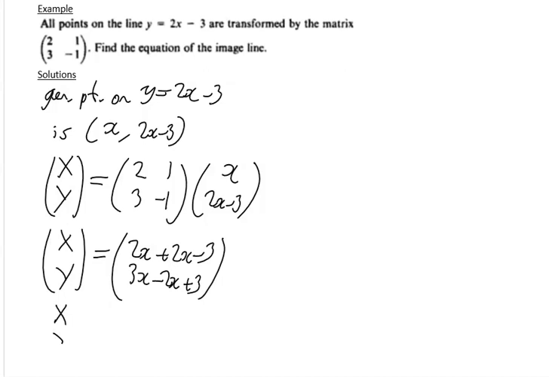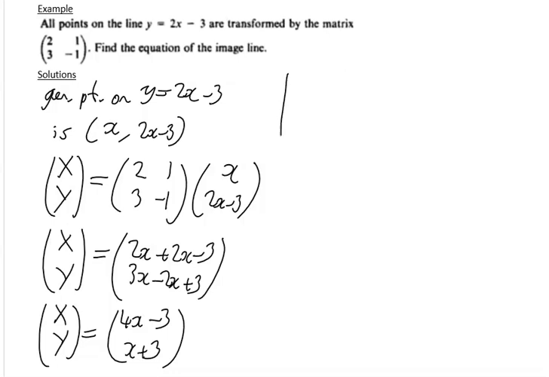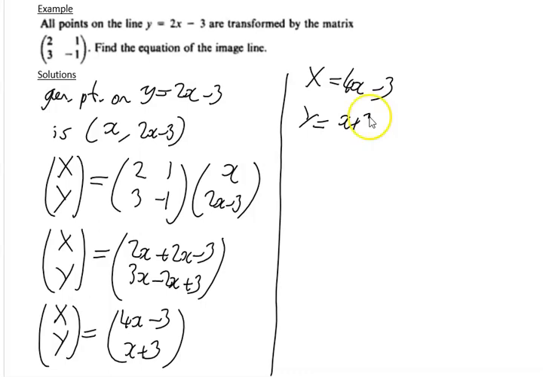So tidy that mess up. Top line, you're going to have 4x minus 3. And then you're going to have x plus 3. Right, so we've got big X is equal to 4x minus 3, and big Y is equal to x plus 3. So basically we've got two equations, but we've got three things that we don't know. What we're going to try and do here is eliminate your x. So it's a bit like going from a parametric equation back to a Cartesian equation, a wee bit like that sort of method.